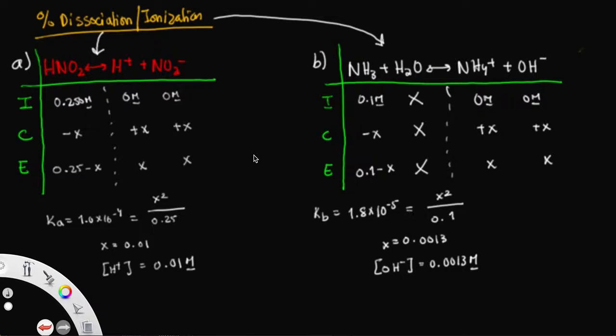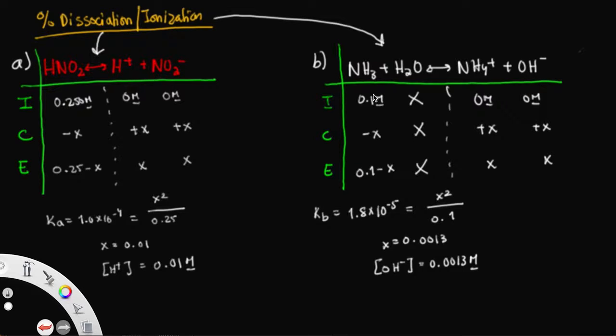Now, the reason that they might ask you for percent dissociation or percent ionization is because we know that weak acids and weak bases don't dissociate 100%. We know that strong acids and strong bases do, but not weak acids and weak bases. What this means is that at equilibrium, or at the end of the reaction, there'll still be some weak acid and still be some weak base that remains. And that's not the case when it comes to strong acids or strong bases.